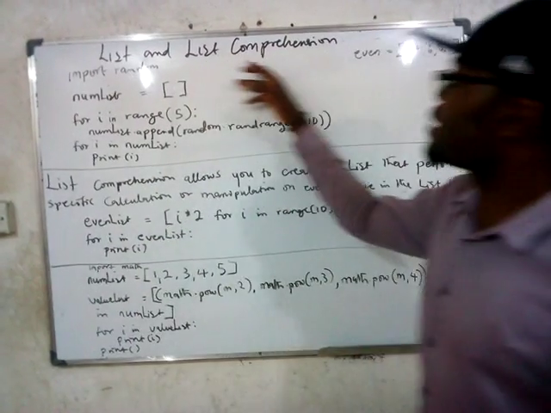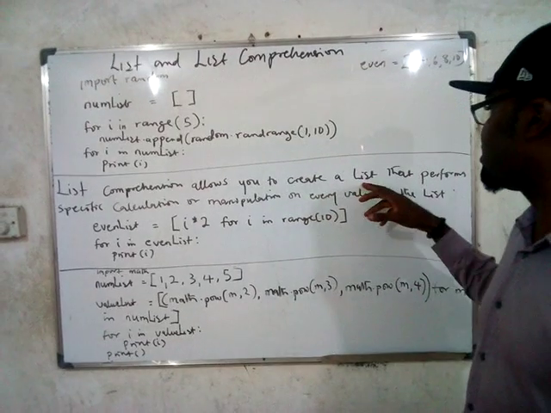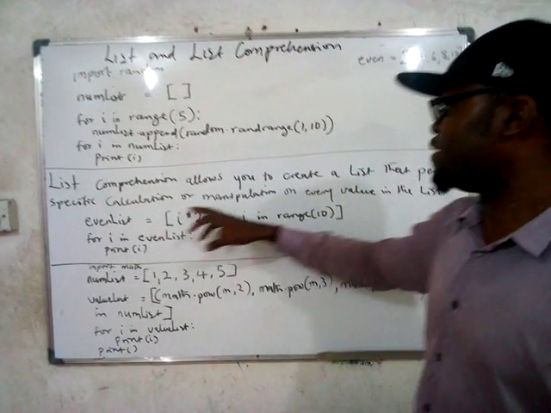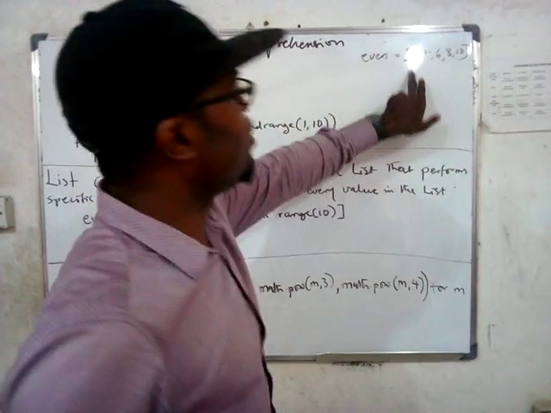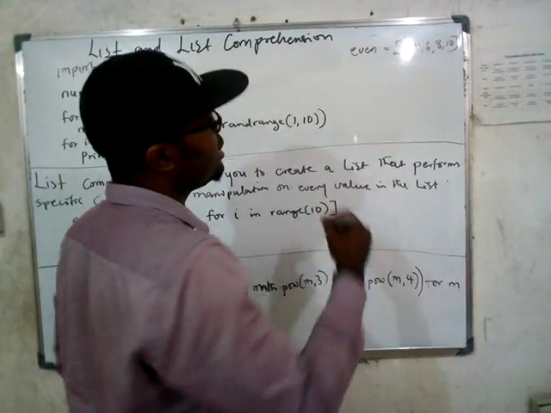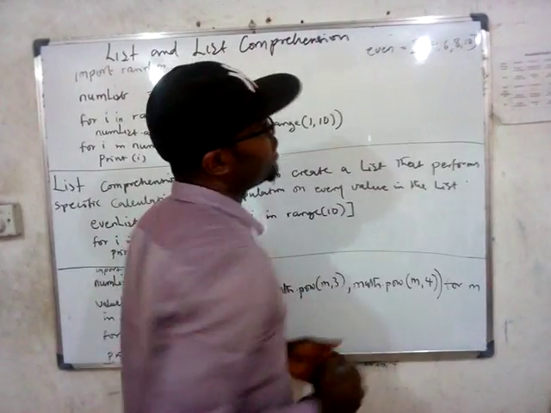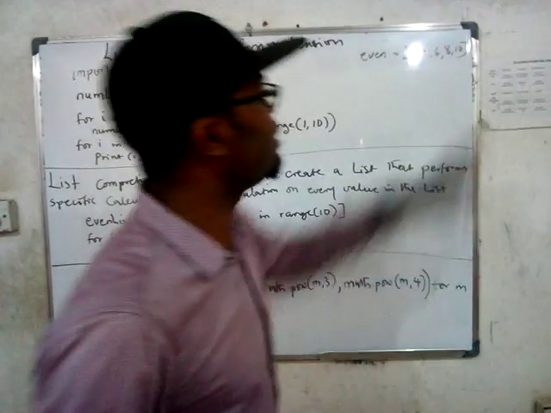Now, secondly, we look at list comprehension. List comprehension allows you to create a list that performs specific calculation or manipulation on every value in the list. If you want to perform an operation on every value of this list, you can see this list. You want to multiply through by 2. Let's say you want to multiply every value in this list by 2.